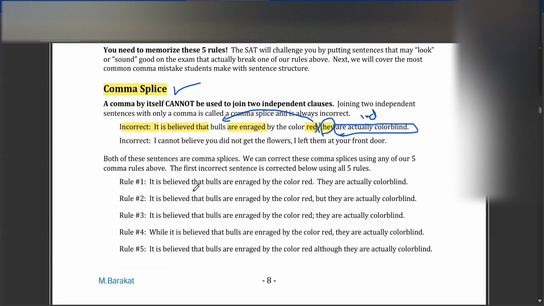So how can we fix this? As we said in the previous example, we fix it by putting a period, or comma FANBOYS, or a semicolon. Or make the first clause dependent by adding a conjunction, while. While it is believed that bulls are enraged by the color red, they are actually colorblind. Or: It is believed that bulls are enraged by the color red, although they are actually colorblind. These are all the 5 ways to fix a comma splice.